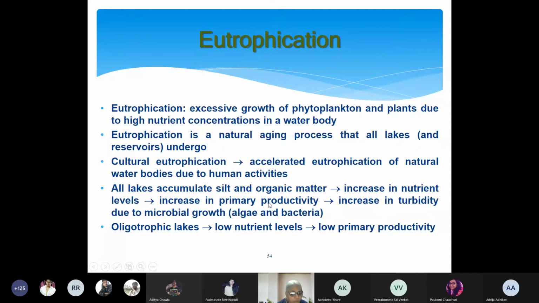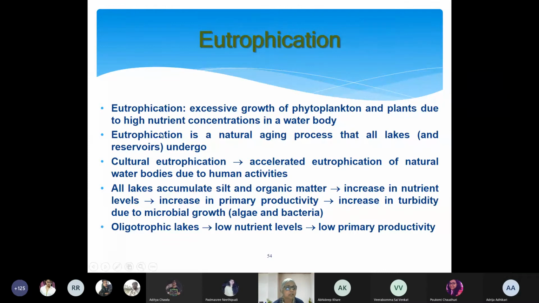And in these water bodies, like I said, the water quality goes down, and because of cultural eutrophication, the degradation in water quality is very, very fast. So all lakes will accumulate silt and organic matter. The nutrient level will increase. Remember, there's no output. How does a standing water body differ from a flowing water body? A flowing water body has input and output. A standing water body has input but no output. The only output of water is generally by evaporation.